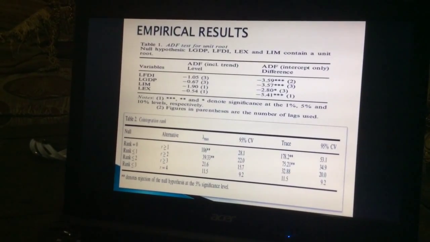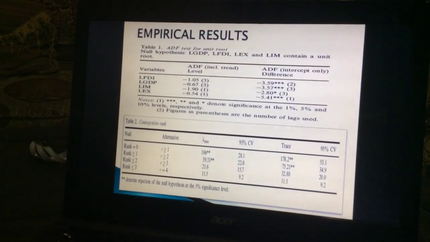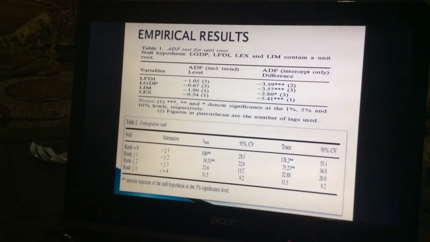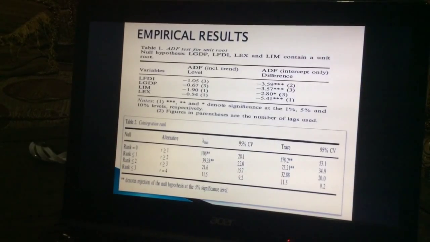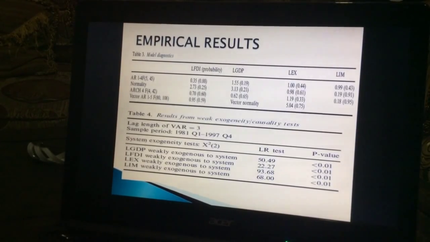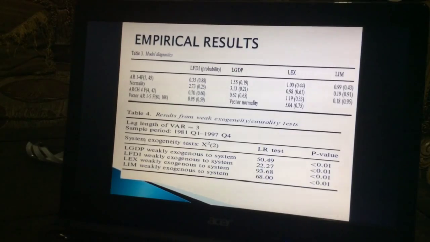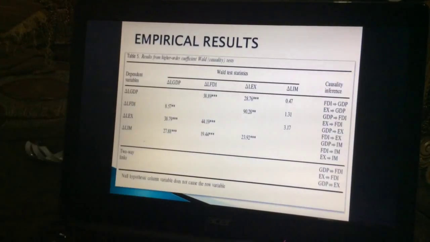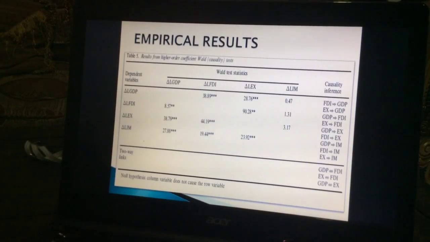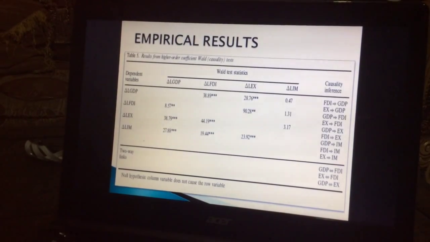We can see in table 1 how they do the ADF test for unit root, and then table 2 is the co-integrative rank. In table 3 we see the model diagnostics, and in table 4 the result from the weak exogeneity causality test. This is table 5, the result from the higher order coefficient Wald causality test.